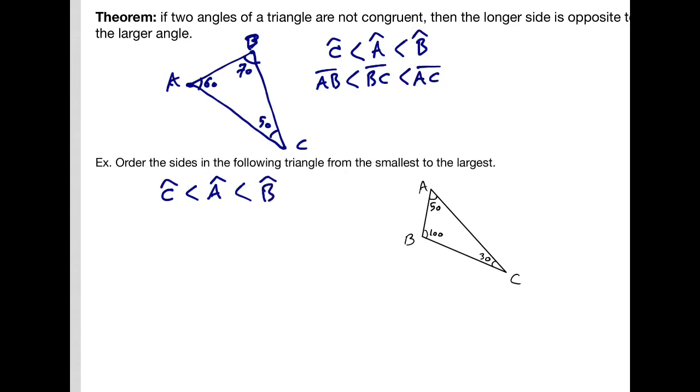Now, okay, now which side is opposite to angle C? Well, it's AB. So AB is the shortest side in this triangle. After AB, which side is opposite to angle A? Well, it's BC. And then finally, what side is opposite to angle B? Which is AC. So AC is the longest side and AB is the shortest one. And this is the ordering of the sides of this triangle.